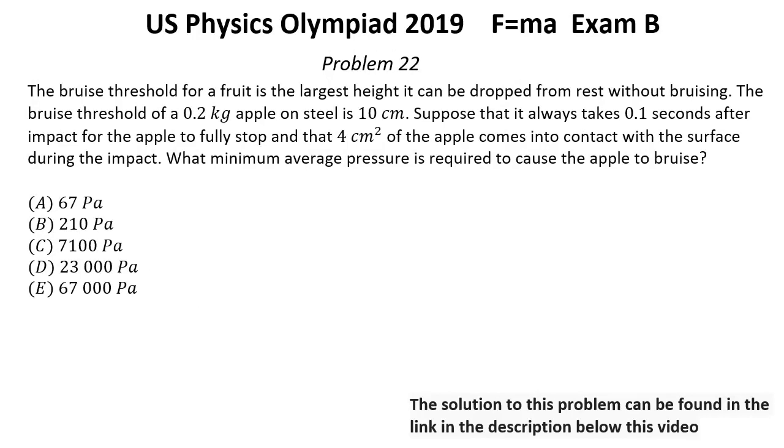Problem number 22. The bruise threshold for a fruit is the largest height it can be dropped from rest without bursting. The bruise threshold of a 0.2 kilogram apple on steel is 10 centimeters. Suppose that it always takes 0.1 seconds after impact for the apple to fully stop, and that 4 centimeters square of the apple comes into contact with the surface during the impact. What minimum average pressure is required to cause the apple to burst?